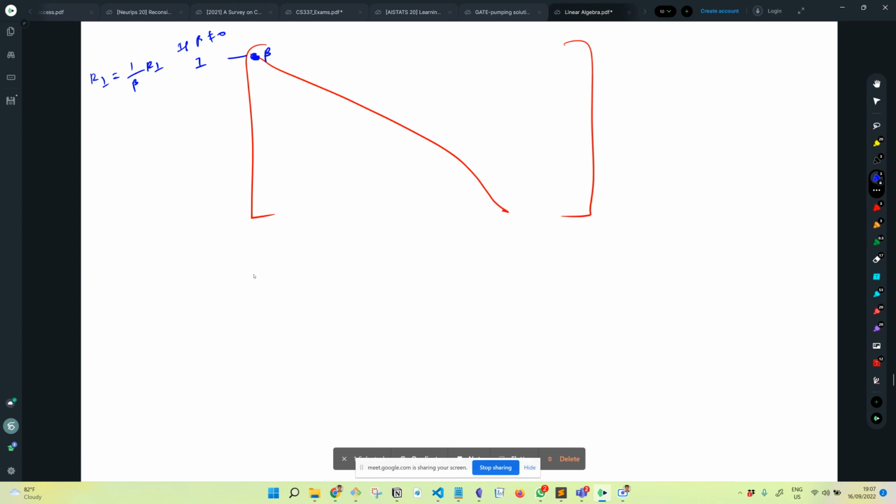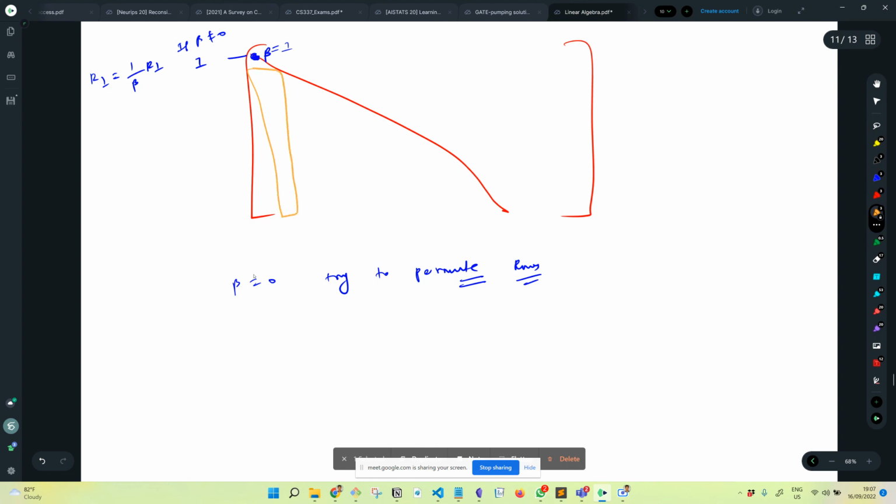So what I'm saying is, if the entry on the leading diagonal, for instance the entry beta, is equal to 0, you will try to permute rows. First you will try to make this entry equal to 1. Once you have made this entry 1, you will try to make all the entries below this beta equal to 0. Now how will you make this entry 0? You will use some linear combination.